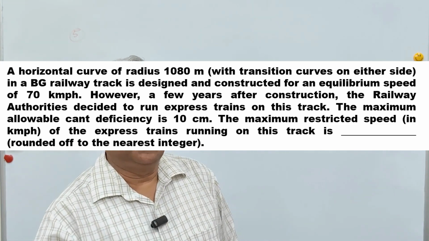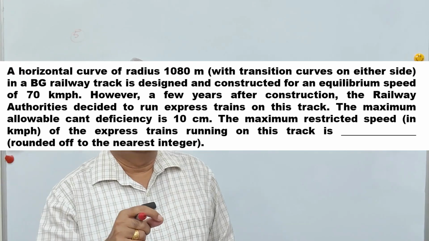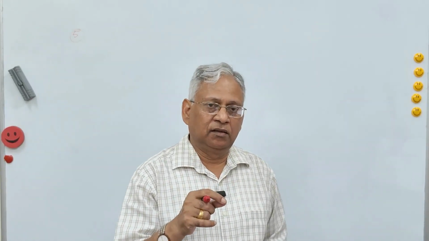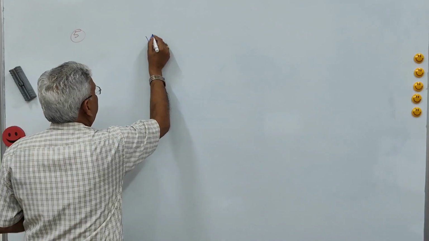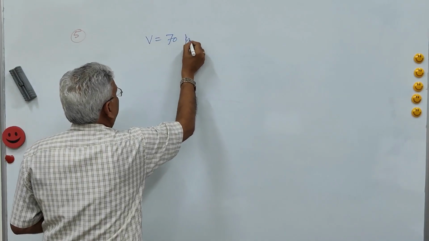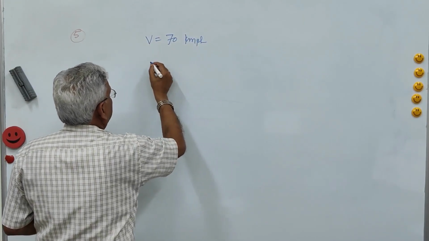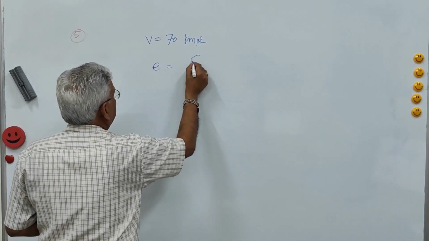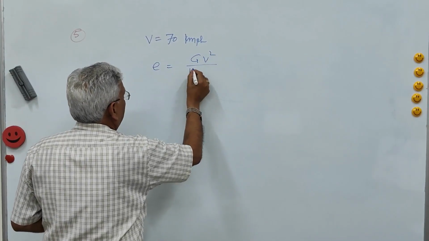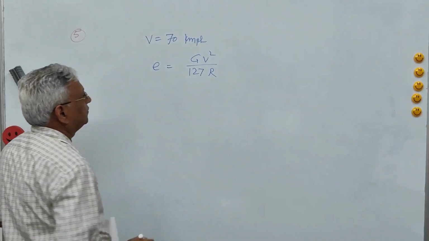So this is in 2 parts. First, you find out what was the cant provided in the initial time of construction of this railway track for a design speed or equilibrium speed of 70 km per hour. If V is 70 km per hour, then equilibrium cant is GV square upon 127 R.